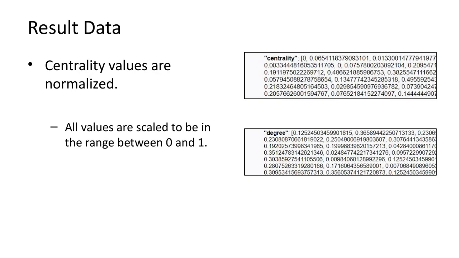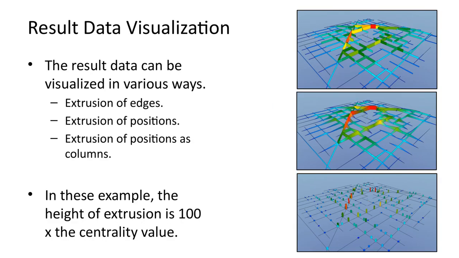Both centrality functions normalize centrality values. This means that the values will always be in the range between 0 and 1. As with the data returned by the shortest path function, centrality values can be visualized in various ways.